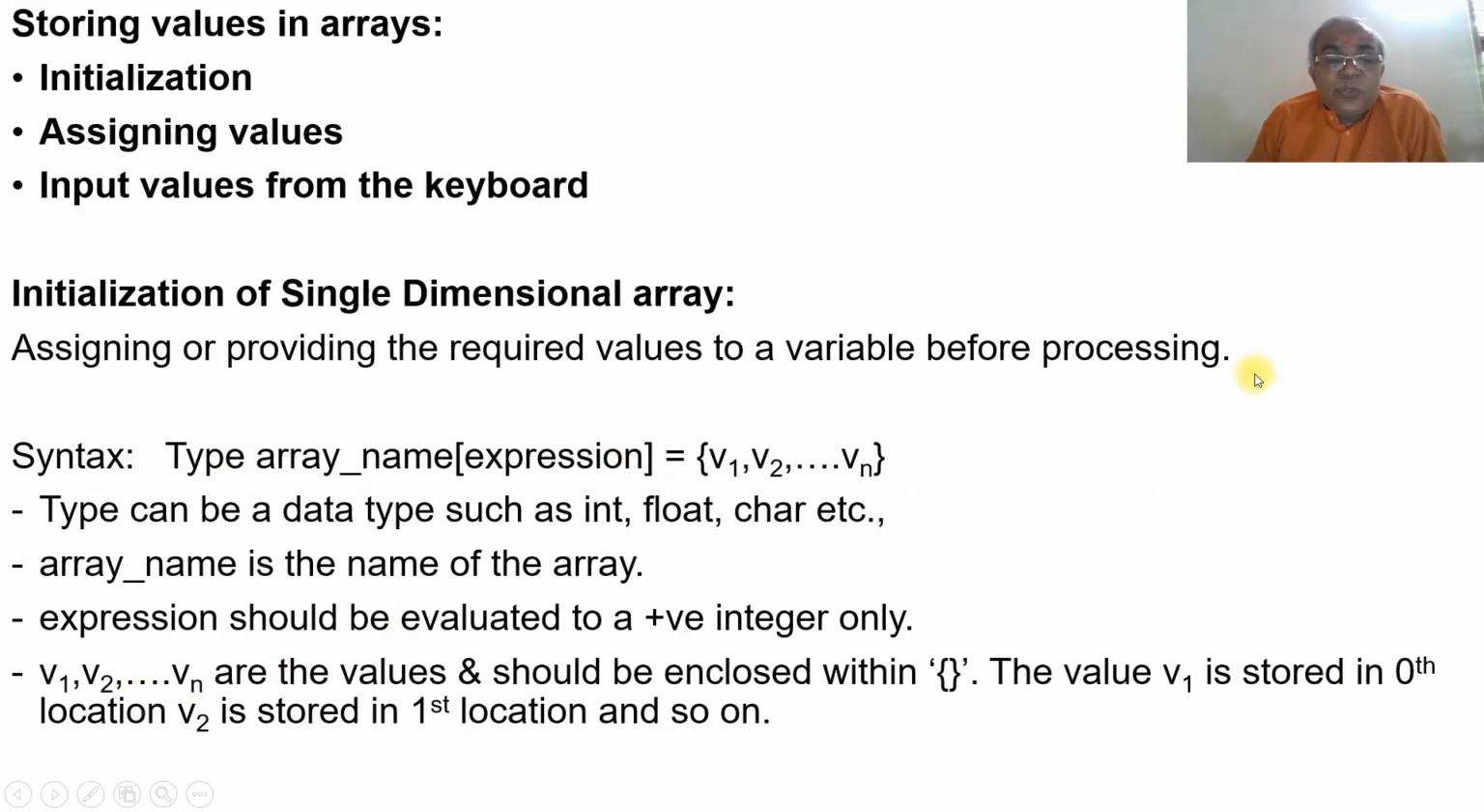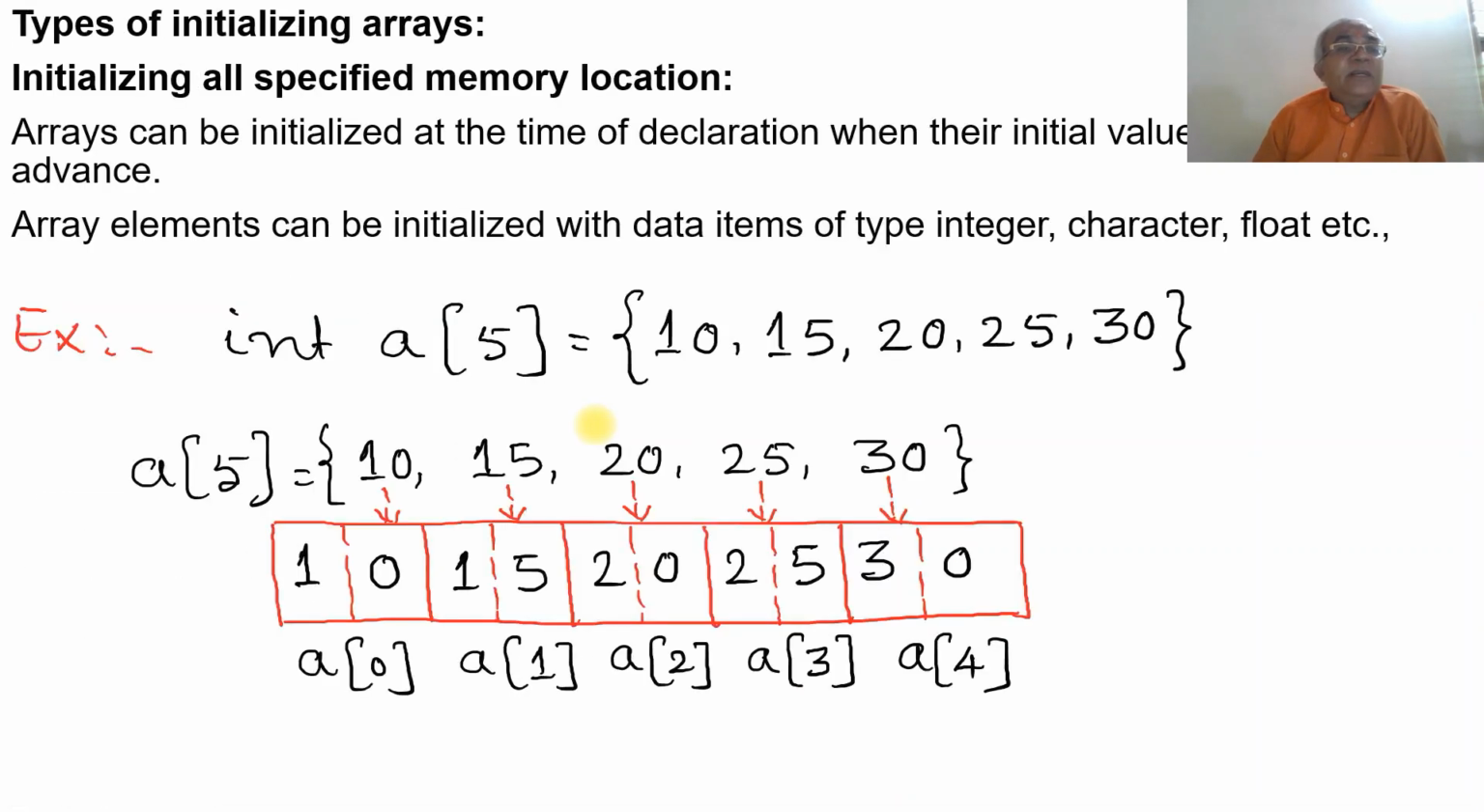The assigned values v1 to vn should be enclosed within the flower braces. The value v1 is stored in the 0th location, and v2 is stored in the first location, because we start the elements from v1 to vn. So v3 is stored in the second location, and so on till vn. This is how the initialization of a single dimensional array takes place.